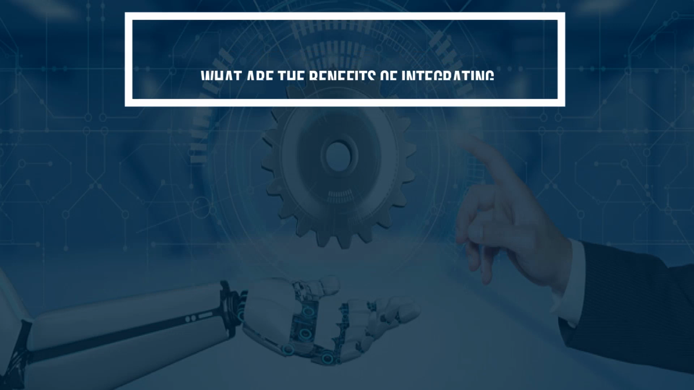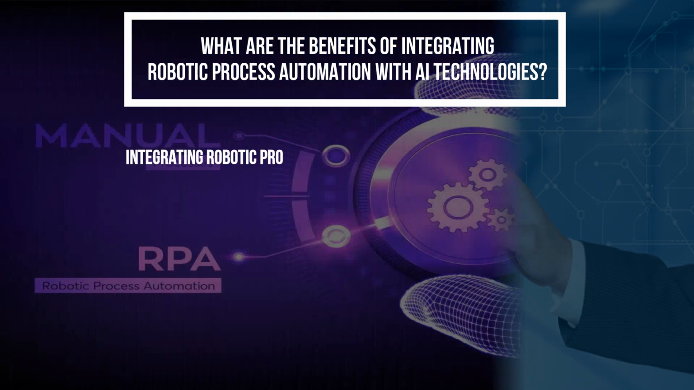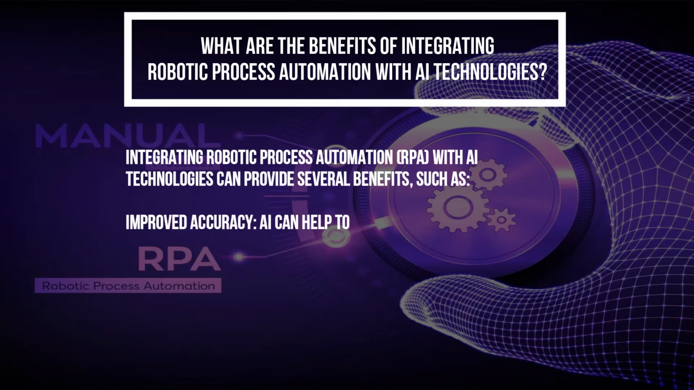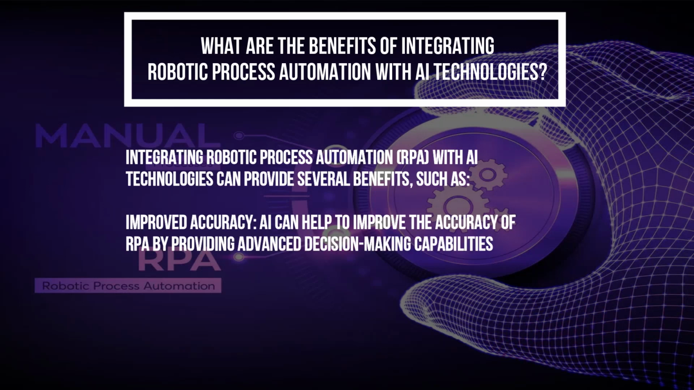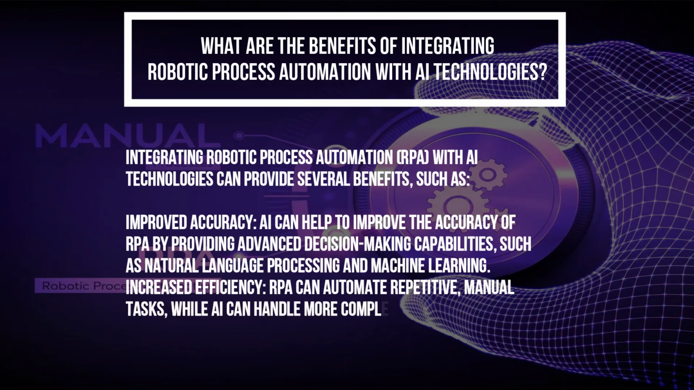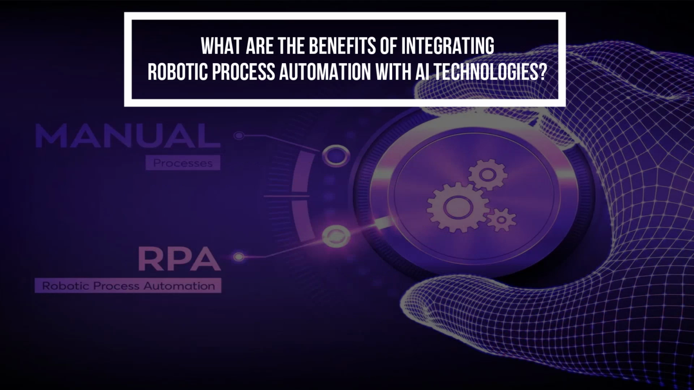What are the benefits of integrating robotic process automation with AI technologies? Integrating robotic process automation, RPA, with AI technologies can provide several benefits, such as improved accuracy. AI can help to improve the accuracy of RPA by providing advanced decision-making capabilities, such as natural language processing and machine learning. Increased efficiency. RPA can automate repetitive, manual tasks, while AI can handle more complex decision-making processes, allowing organizations to streamline their operations and reduce costs.